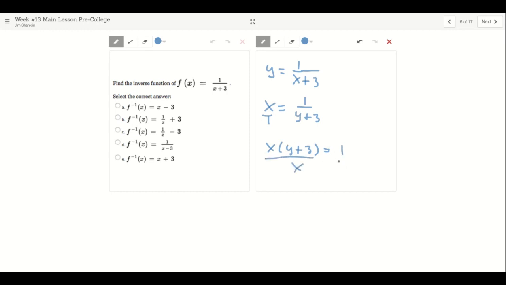Then I can divide through by x. Okay. And then I'd end up with y plus 3 is equal to 1 over x. I'm trying to get y by itself, so now I'm going to subtract 3. So I end up with y is equal to 1 over x minus 3. That's it. So my answer should be letter C. And I think I saw 2 people with that answer. Awesome.